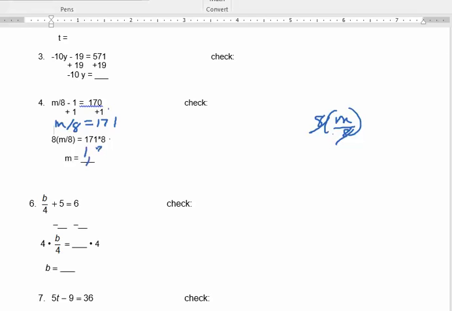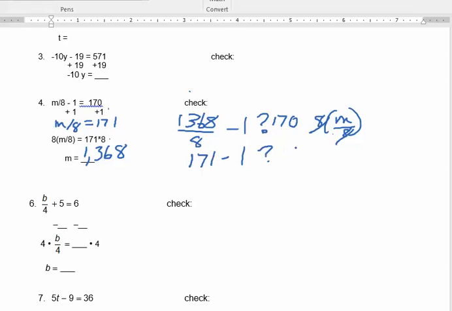1,368. Now you might think that's going to be hard to check, but it's really not, because my first step is to divide it by 8. And then I want to see if this is going to equal 170. So 1368 divided by 8 is 171, sorry, I missed a number. And I'll subtract 1. Is 171 minus 1 equal to 170? Well, yes, of course it is. So it checks, so I got the right answer.